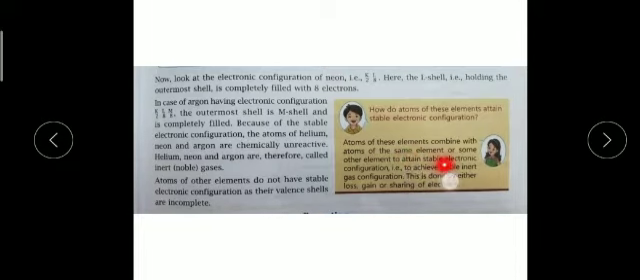Atoms of these elements combine with atoms of the same or other elements by donating, accepting or sharing their electrons, and they will get the stable electronic configuration. So how will it be done? It is written in the last line. This can be done either by loss of electrons, gain of electrons, or sharing of electrons. By these three means they can easily stabilize their electronic configuration.